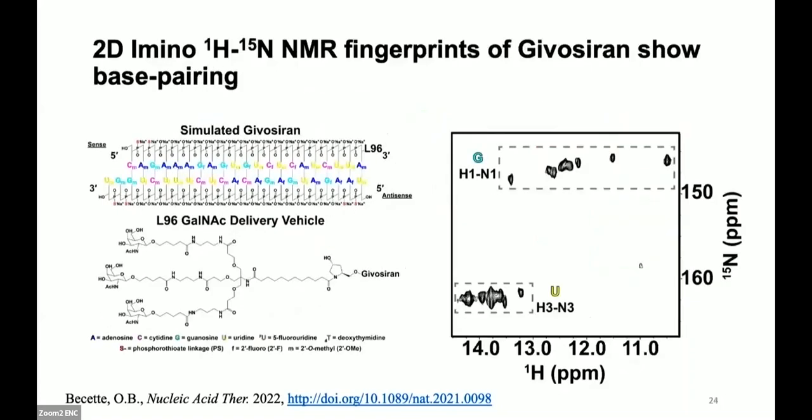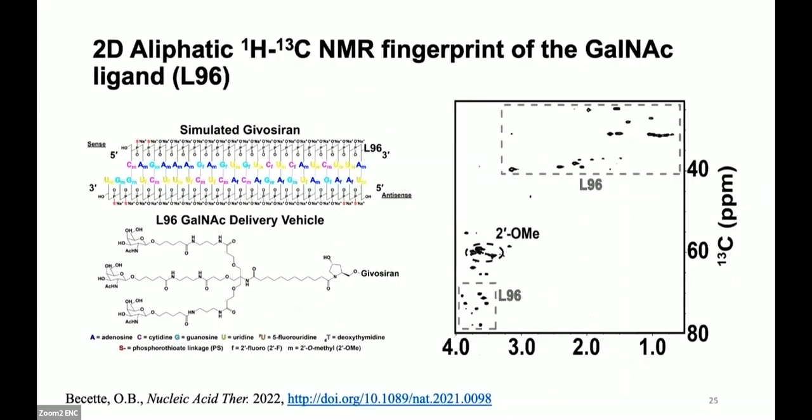The 2D amino nitrogen SOFAST HMQC also shows a well-folded secondary structure shown here, and you can distinguish between the U and the G residues very nicely by the nitrogen chemical shift. We can also run an aliphatic 2D proton carbon HSQC, and this reports not only on the 2'-O-methyl regions, but now we're also seeing that GalNAc ligand as well. So this is a powerful method to also look at the delivery vehicle in addition to the siRNA cargo.